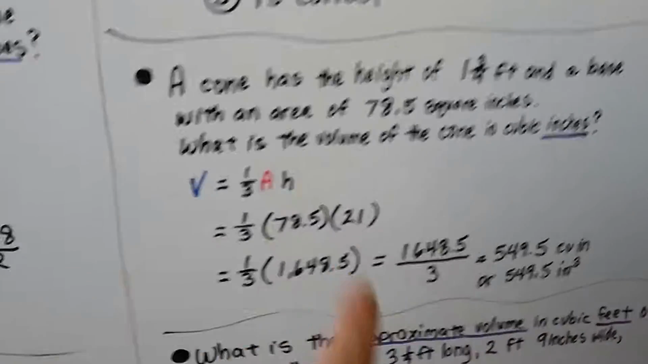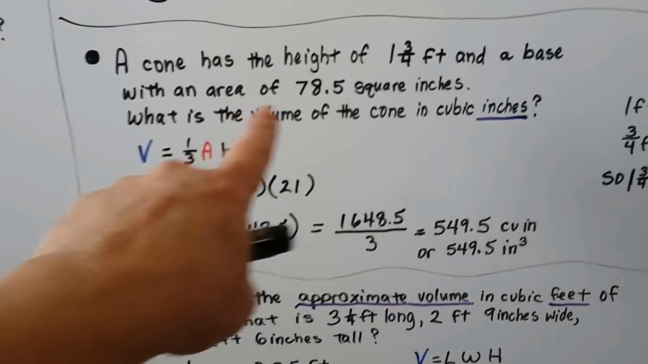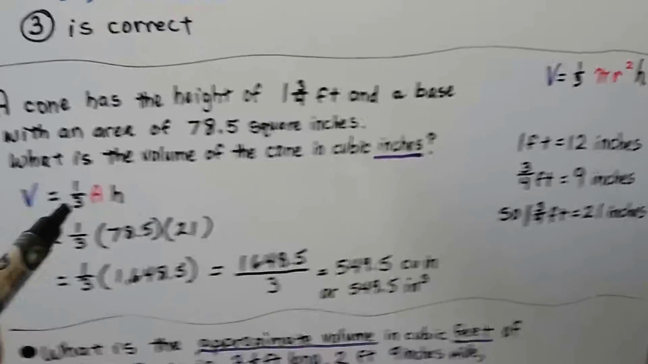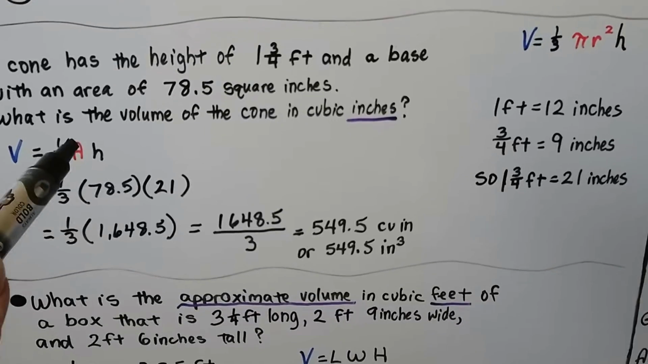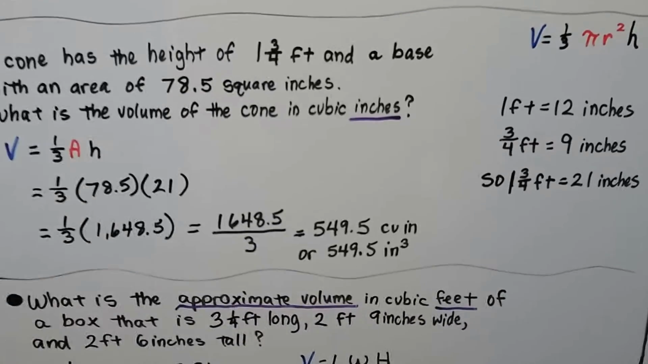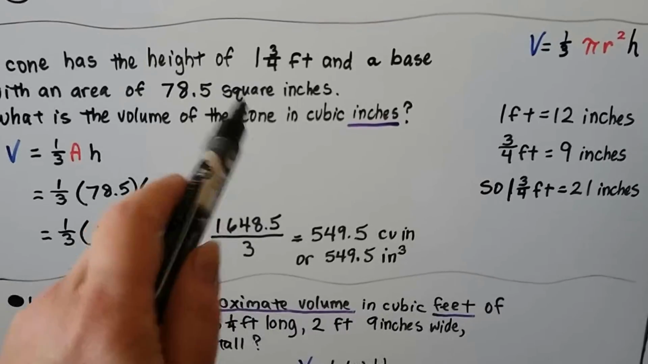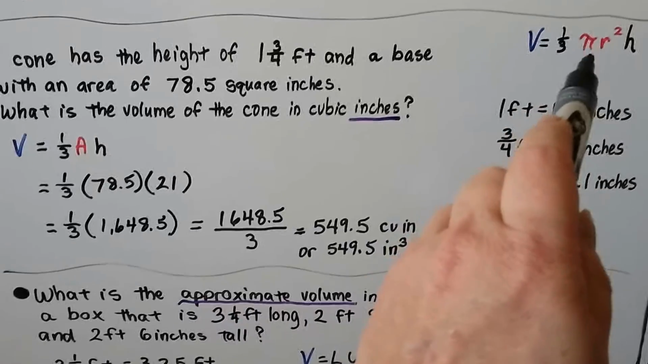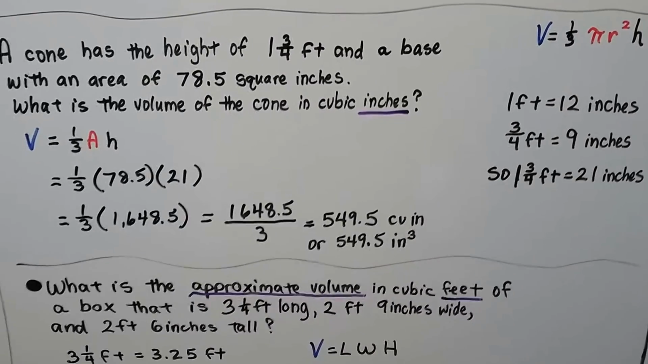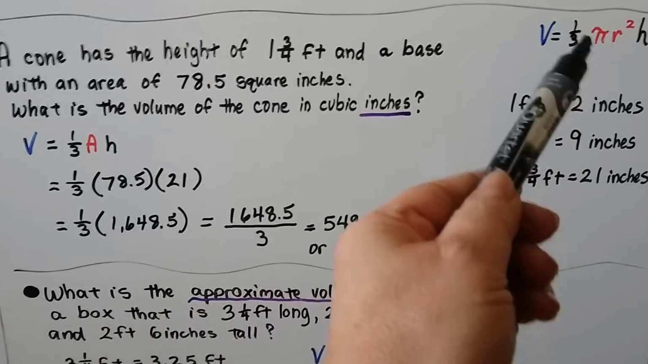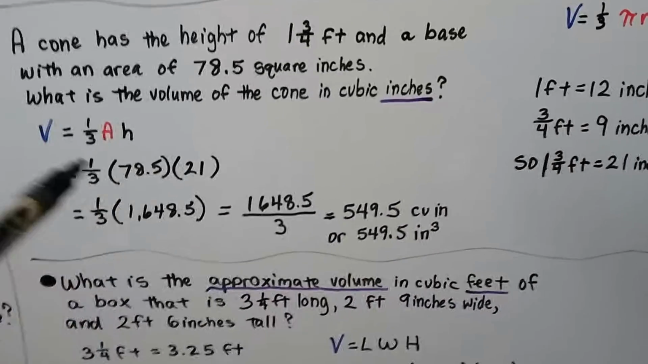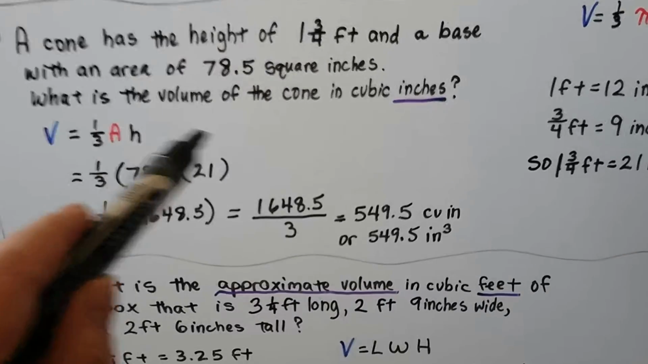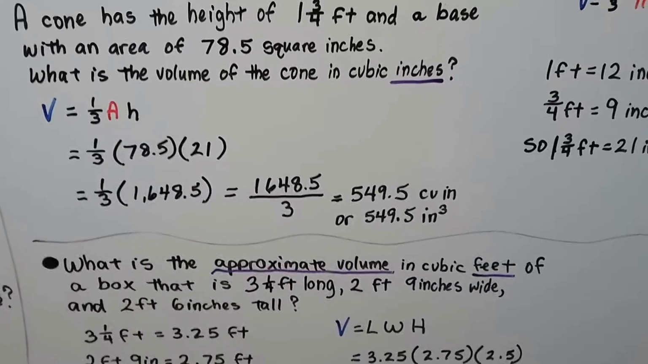Do you know why? They're giving you the base area of 78.5 square inches. So really, all we need is V equals 1/3 AH, where A is the area of the base. So watch out for tricky questions like this where it's already giving you the area of the base so that you don't do it again, okay? Just remember that pi r squared is the area of a circle. So now we can do 1/3 times 78.5, the area of that base, times the 21 inches in height.